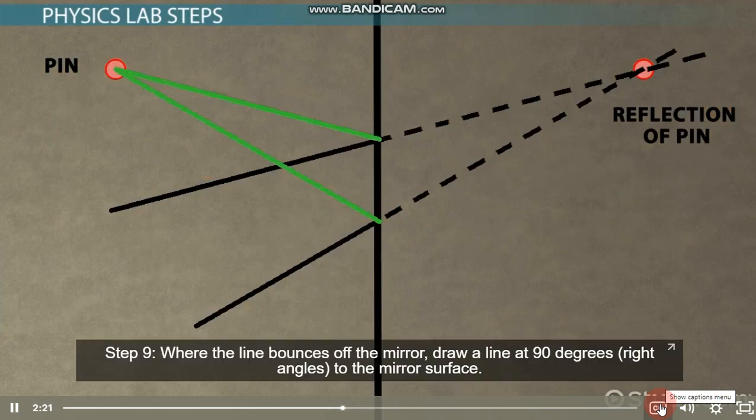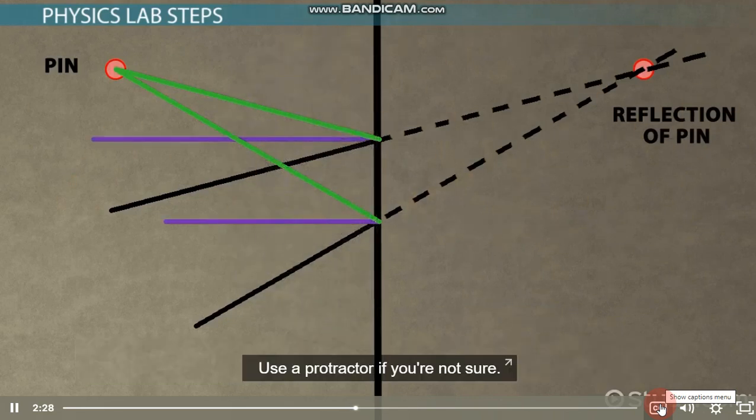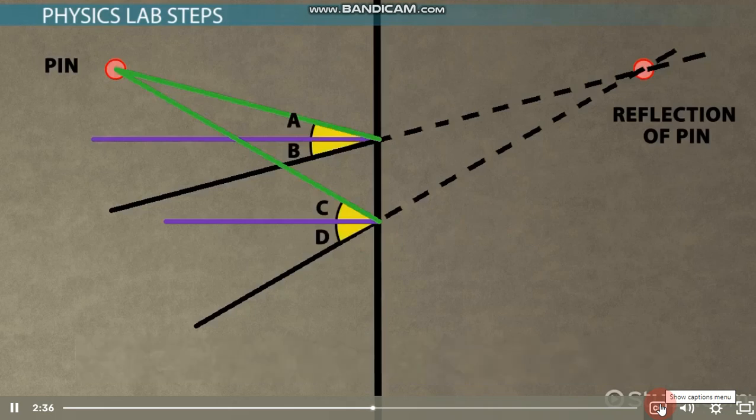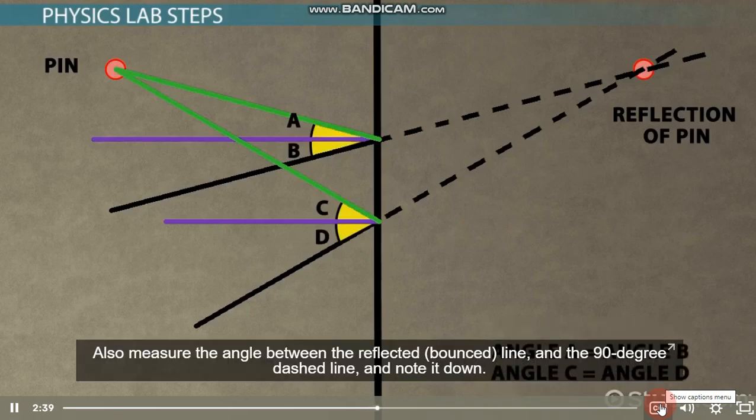Step 9. Where the line bounces off the mirror, draw a line at 90 degrees, right angles to the mirror surface. Use a protractor if you're not sure. Step 10. Measure the angle between the line from your eye and the 90-degree dashed line and note it down. Also measure the angle between the reflected bounce line and the 90-degree dashed line and note it down.